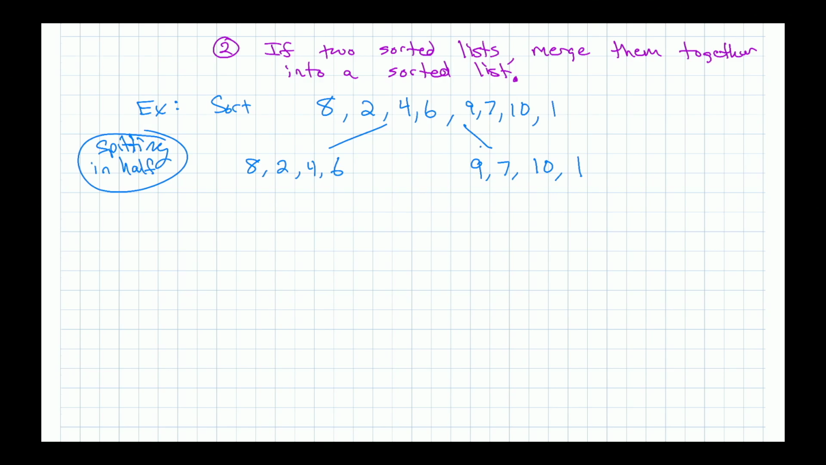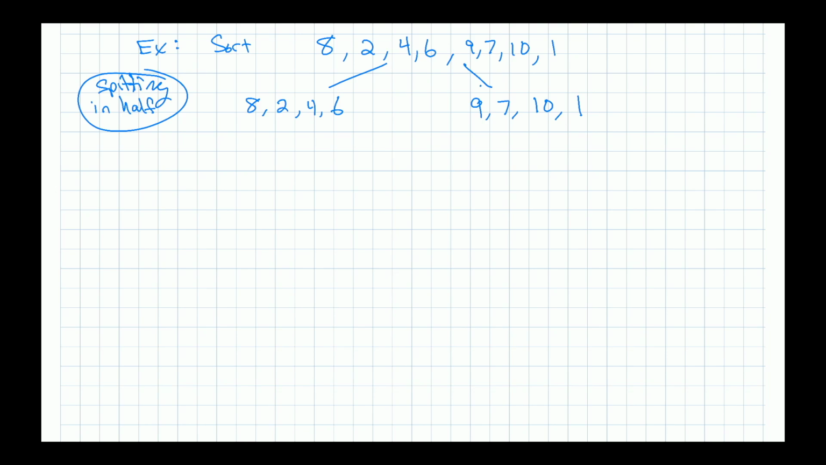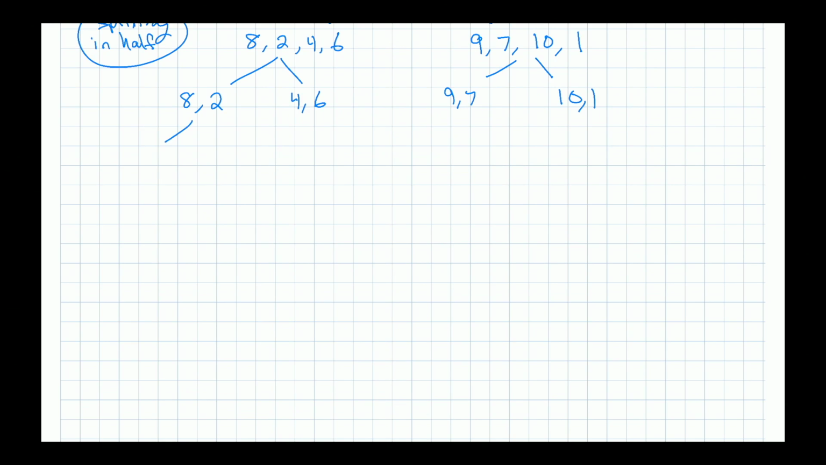Now, each of those two halves needs to be split in half. So we do it again. You split this into an 8 and a 2, and the 4 and the 6. Same thing here. You split this into the 9 and the 7, and the 10 and the 1. Again, notice there's no sorting yet. We're only splitting the list up. All right. So at this point right here, everything is split up.